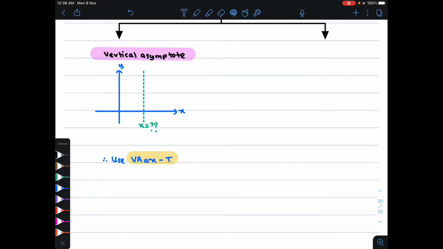Therefore, in order to find the vertical asymptote, we will use this formula called VEXT. So, what is VEXT? VA here comes from vertical asymptote.